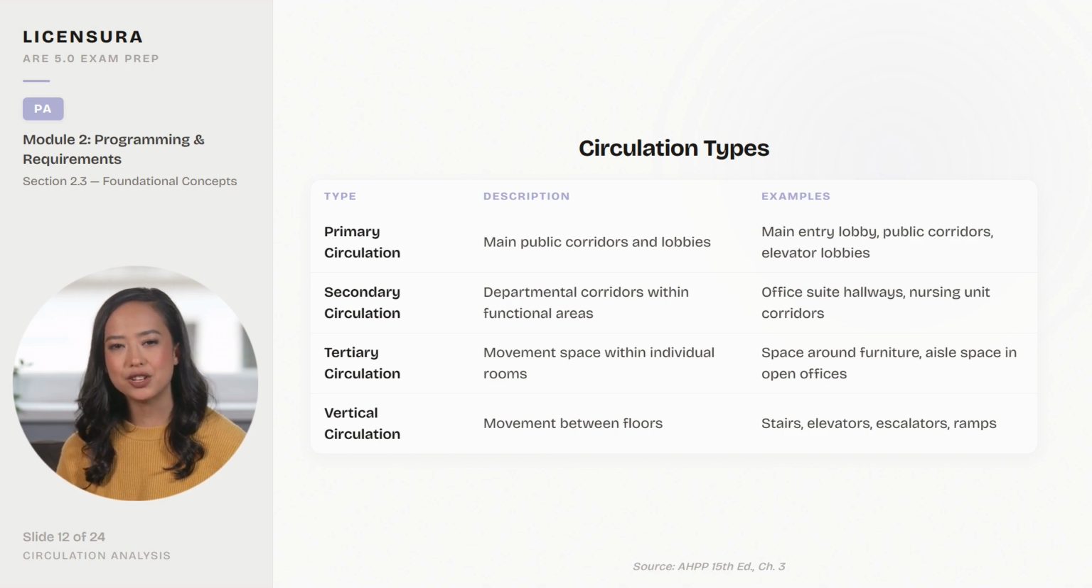Primary circulation includes the main public corridors and lobbies that everyone uses. Secondary circulation serves departments internally, the hallways within an office suite. Tertiary circulation is the movement space within individual rooms, aisle space around desks and furniture. And vertical circulation moves people between floors through stairs, elevators, and ramps. Understanding these levels matters because they're accounted for differently in the grossing factors.